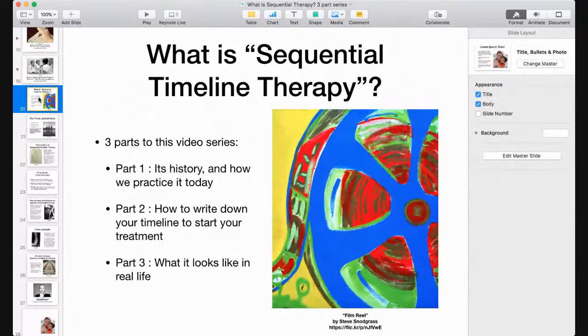So just as a recap, part one was the whole history of sequential timeline therapy, and then how we've brought that history forward into how we use it in our practice today. Part two last week was how to write down your timeline to start your treatment. And as I said, we are at part three today, and that is what it looks like in real life.